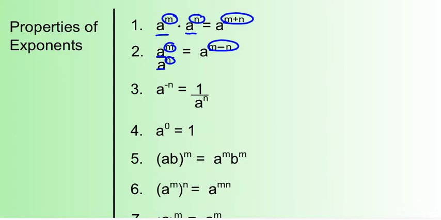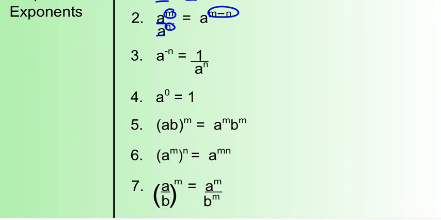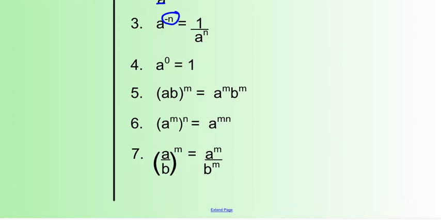The next one is a to the negative n. Remember, those you can flip the exponent, so it'll be 1 over a to the n. Property 4 here, anything raised to the 0 power is 1. Property 5, you can distribute in the power.